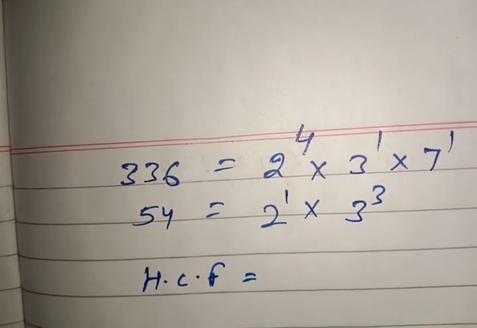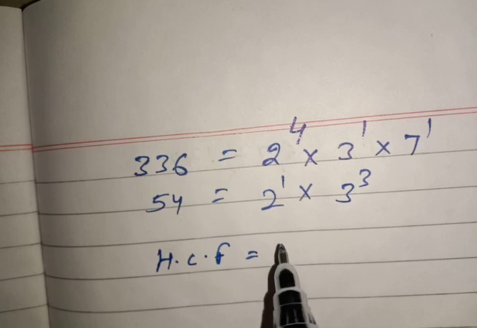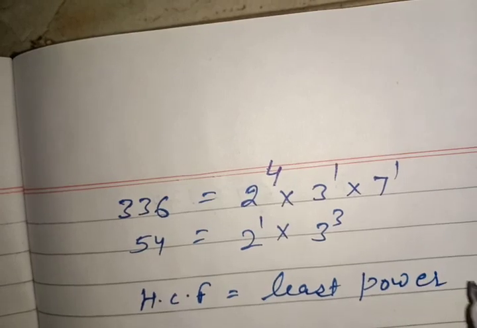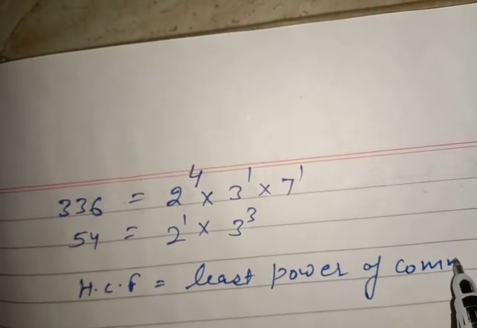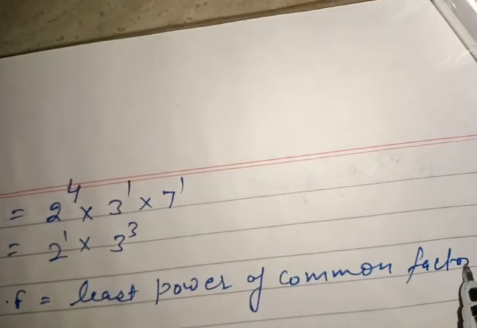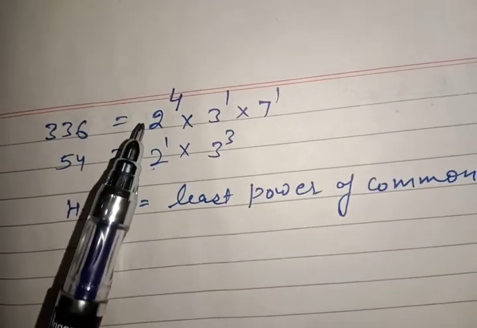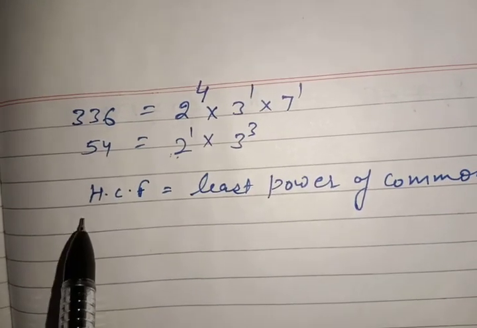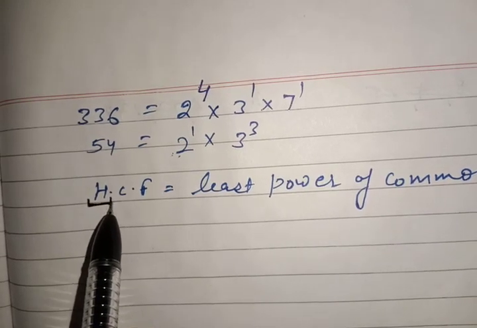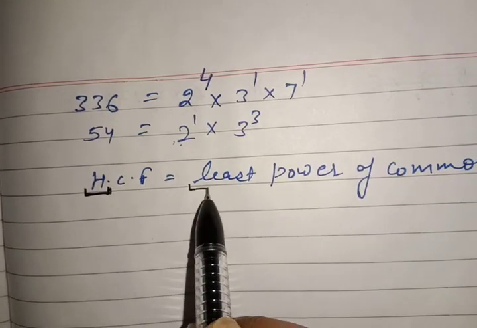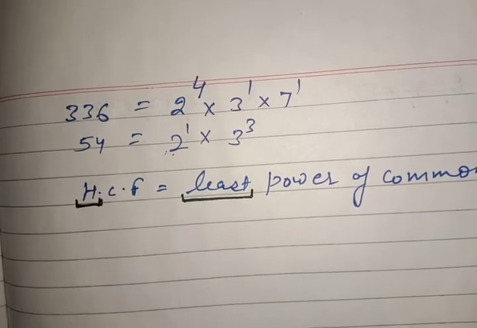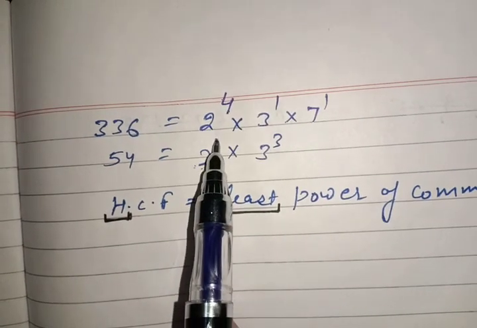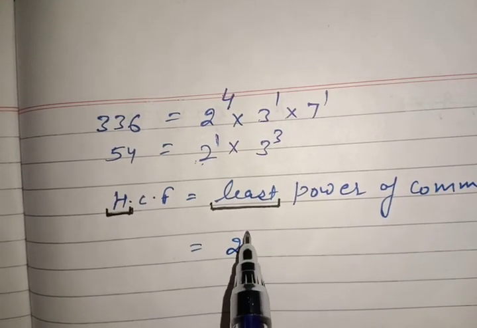HCF, you need to learn: least power of common factors. So 2 is common. Least, how can you learn this concept? Highest, the meaning of this H is highest, and for highest we will use its opposite word, least power of common factors. So least, 2 raised to power 4 and 2 raised to power 1. Which is the least one? 2 raised to power 1.